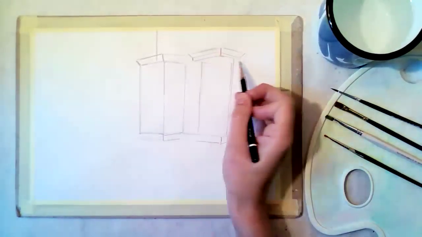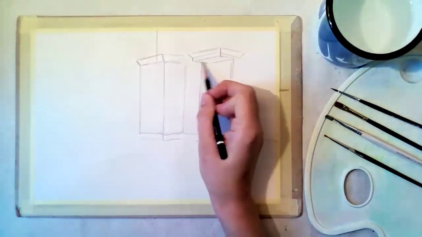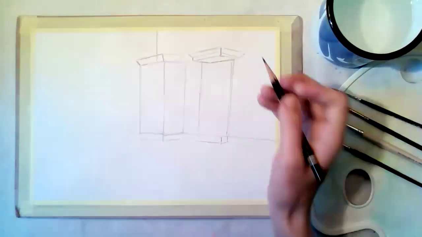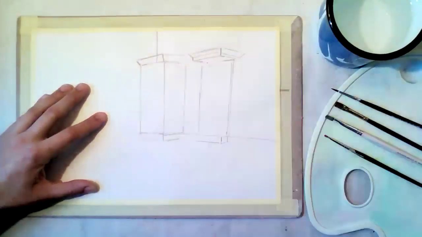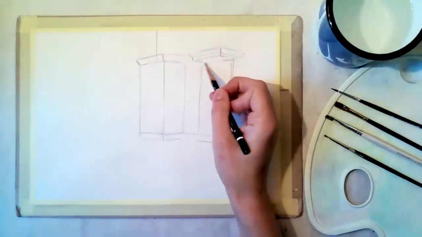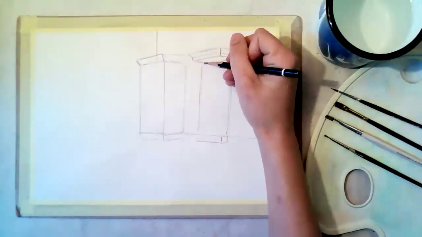Now here we can even see a little bit of the bottom of this roof. Yeah? Maybe not that. The lines, of course, will not be that visible. There's also going to be a shadow there, but still.